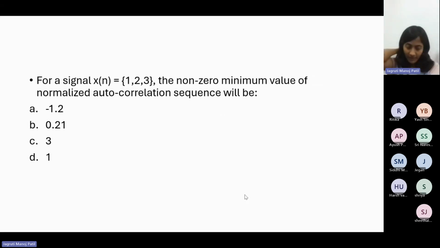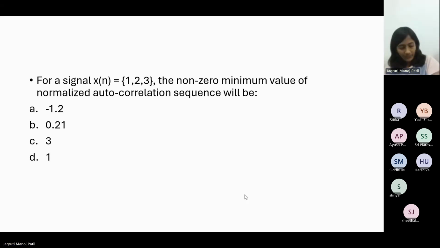Okay, so from here we'll start solving, but if you know it, you can just let me know, or I'll skip the question. For a signal x of n equal to 1, 2, 3, the non-zero minimum value of normalized autocorrelation sequence will be: negative 1 by 2, 0.21, 3 and 1. You can let me know how we compute autocorrelation. We saw the formulas, but those were just expectations of two signals. But actually, how do we compute autocorrelation? You know how to compute convolution. It's very similar to that, but we don't have a sign flip there.